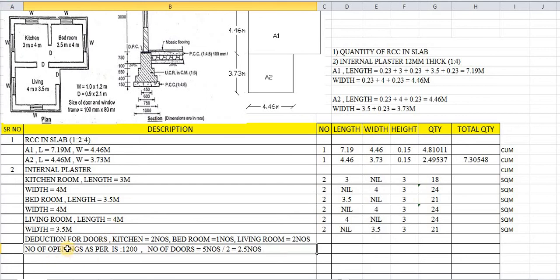So this line is very important. The IS 1200 clause says the number of openings is to be taken as 50%. So 5 numbers divided by 2, that is 50%. 50% of 5 is nothing but 2.5 numbers. So here we will have 2.5 numbers for deductions.